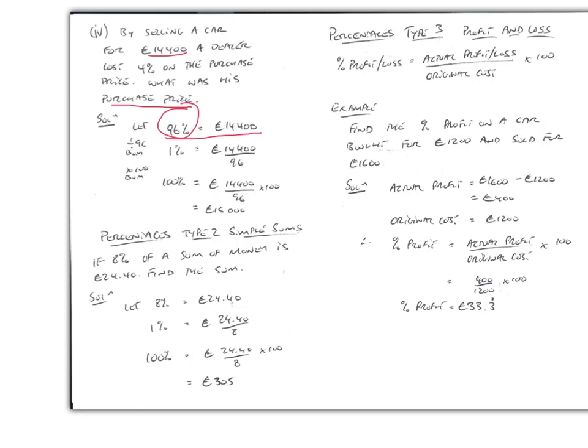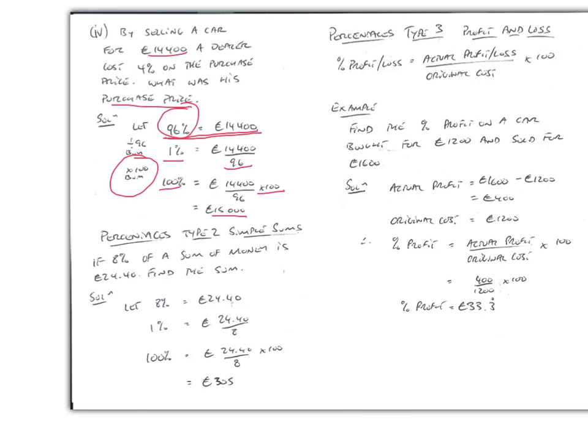So if 96% equals 14,400, we'll divide both sides by 96 using the unitary method. 1% is equal to 14,400 divided by 96, and therefore for 100%, we'll multiply both sides by 100. 100% will give us the purchase price, and that was €15,000.